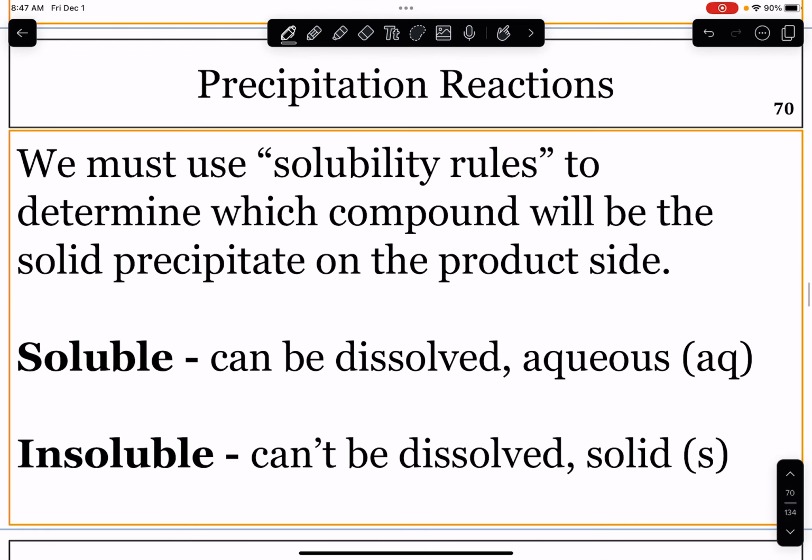We have to use solubility rules to determine which compound on the product side will be the solid precipitate, or if we have one at all. So if a compound is determined to be soluble by the rules that I will show you in a moment, then that means it can be dissolved and it's aqueous. And the two ions will float around in solution and they don't form a solid product. But if the compound is considered to be insoluble, then that means it can't be dissolved and it is a solid product.